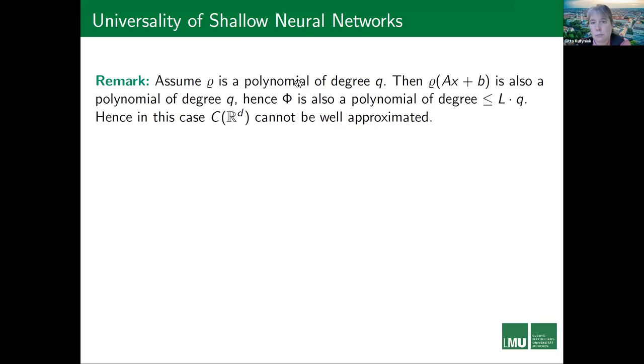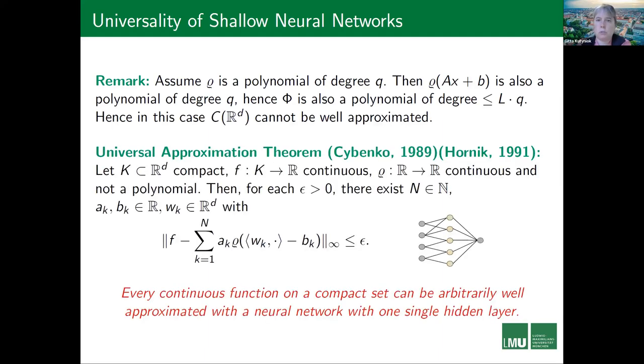So if I choose such an architecture, let's say with 2 layers, I will never be able to approximate, for instance, the continuous functions, because I always end up with a polynomial of a certain degree and I cannot go beyond that. The essence is that choosing the activation function to be a polynomial is not such a great idea. So the next result, the universal approximation theorem, also does not do that. It chooses the activation function to be continuous and not a polynomial.